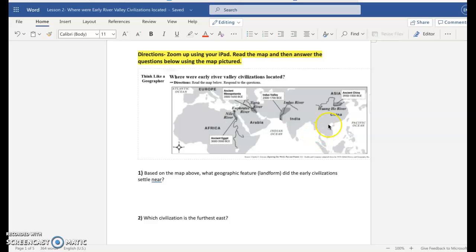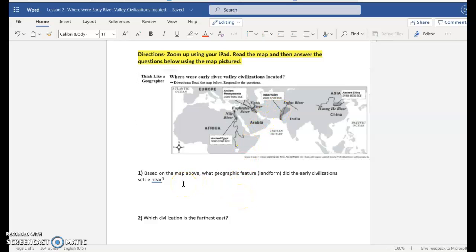This is all Asia, right? We have Africa right here. So this is zoomed in on one section of the world. We don't see North America, South America, right? We don't see Antarctica. There's only 3 different continents shown for us. Okay, now based on this map, these are the questions below.